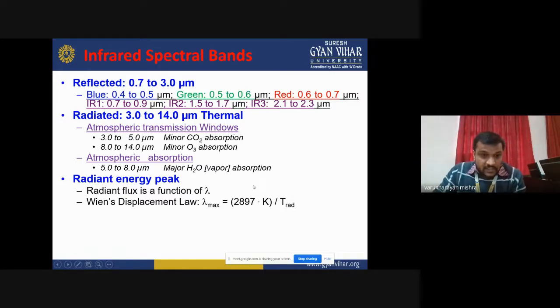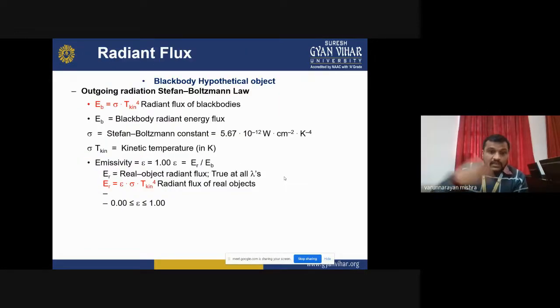And the radiant energy peak is related to radiant flux, which is the total amount of energy that is radiated, reflected, or emitted from the object at a particular wavelength. That is described by Wien's displacement law. Radiant flux is the total amount of outgoing radiation, and it can be described through the Stefan-Boltzmann law. Okay.